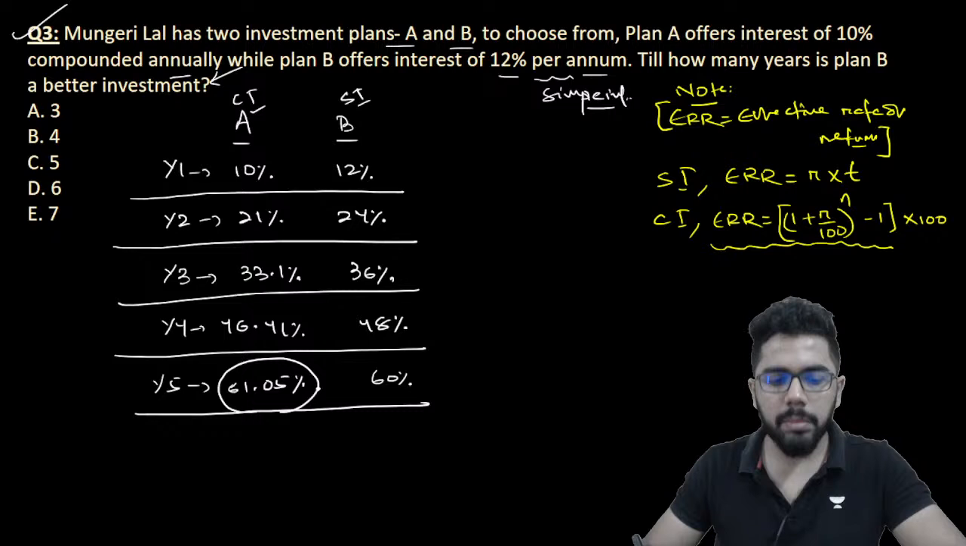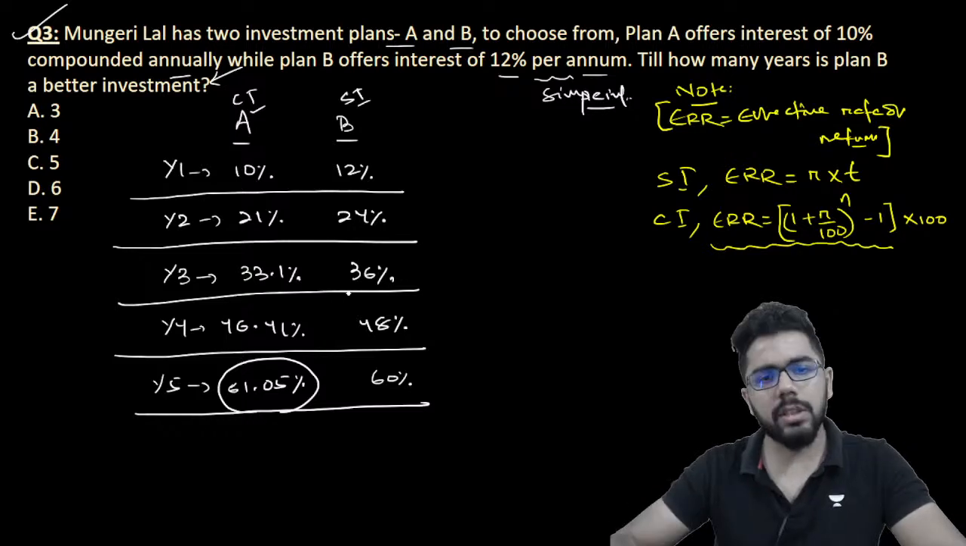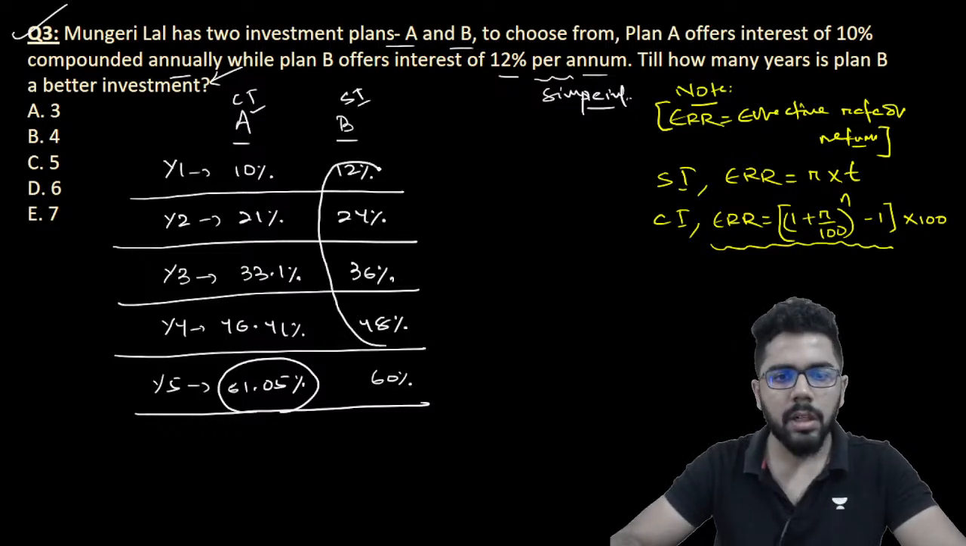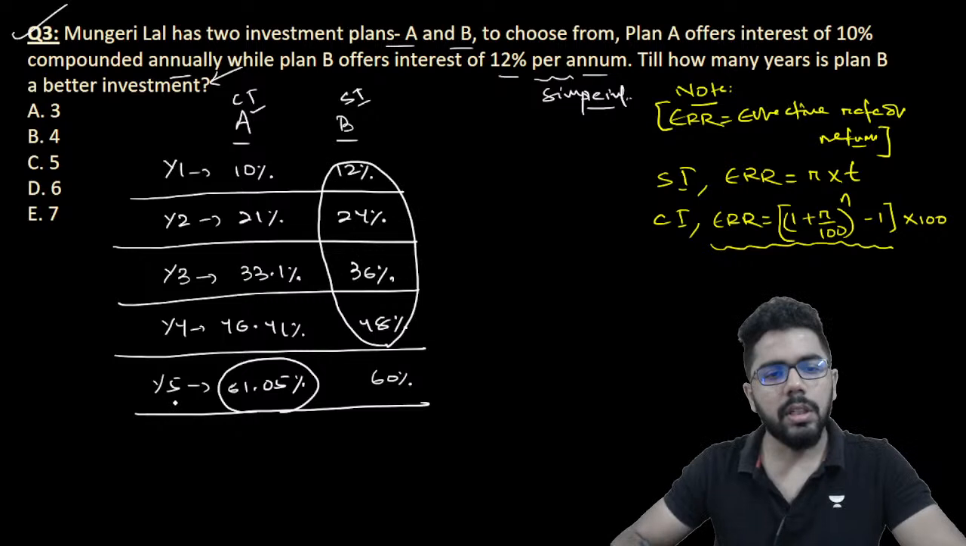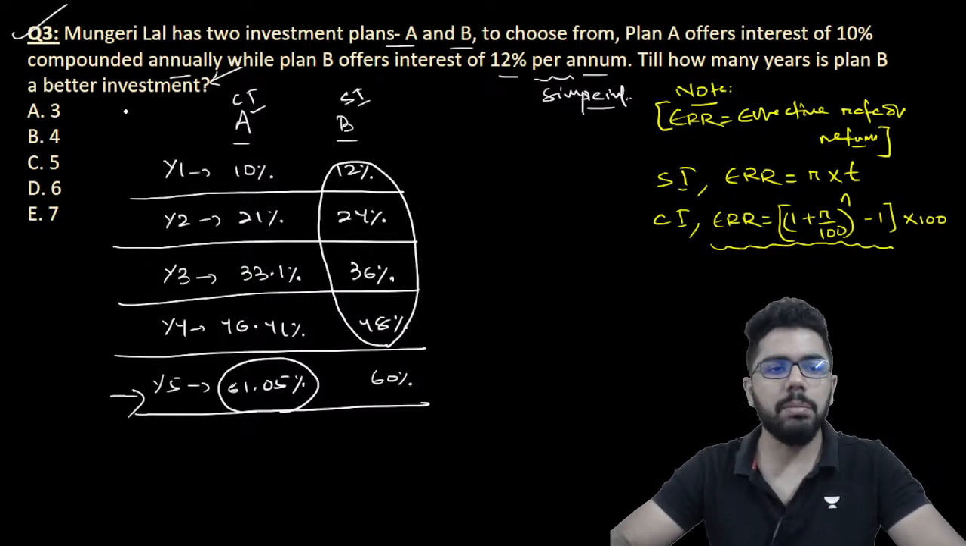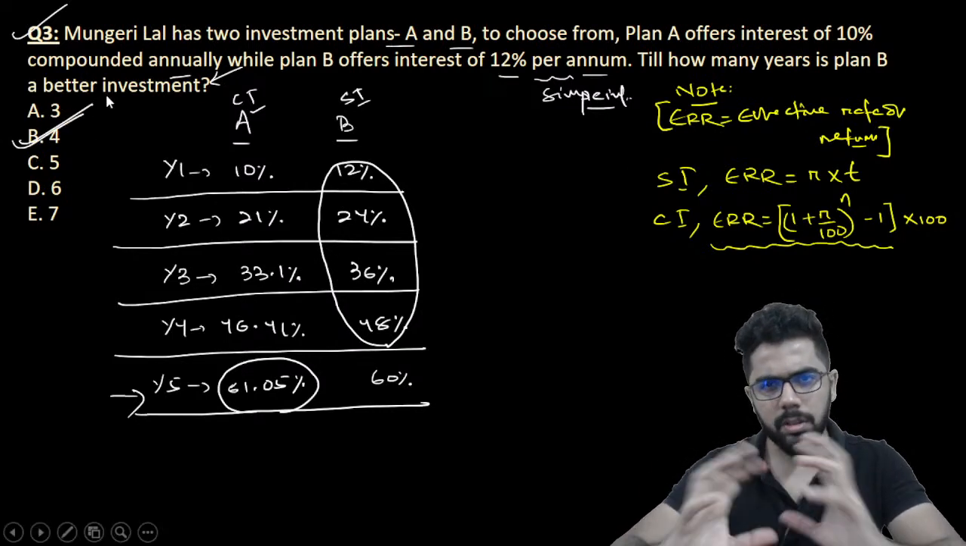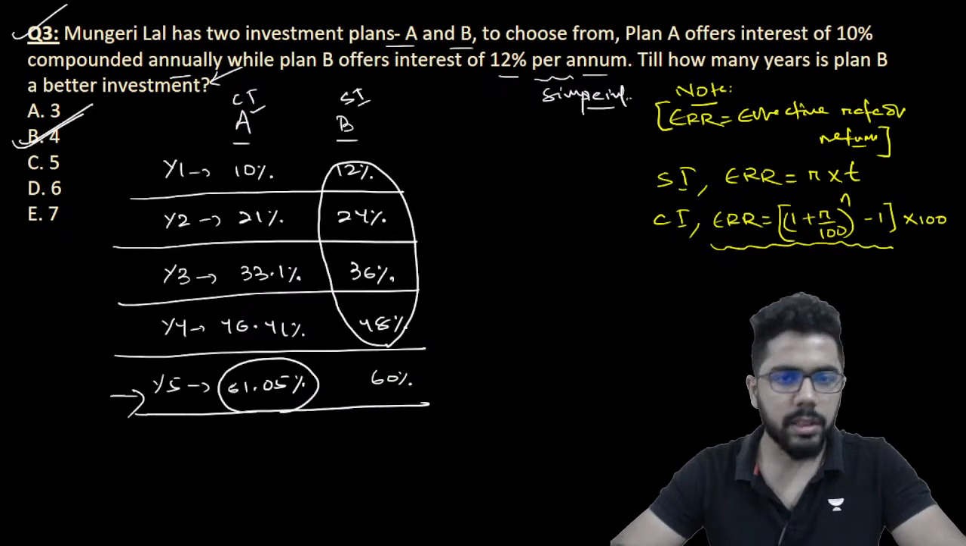Because how do we say better or less better? Based on how much return you are getting. So up to 4 years, simple interest was giving you a higher return. But beyond 4 years, it is the compound interest which gives you the higher return. So till how many years is Plan B a better investment? Till 4 years. Such a fundamental question. Yes or no? Think about this.